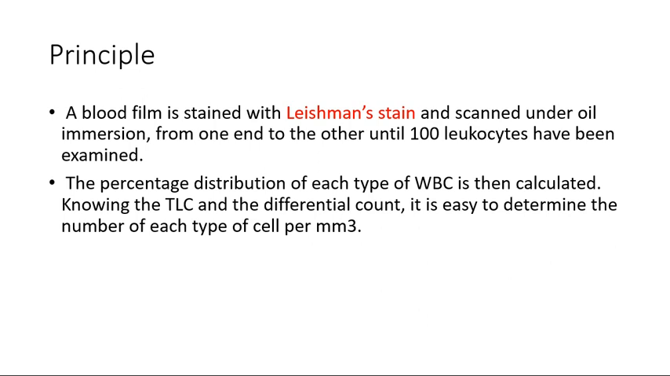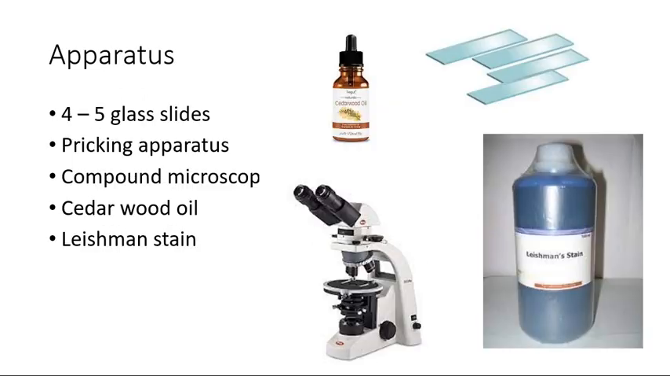From DLC we can find the absolute number in our blood with the help of the TLC given, or TLC done by a separate practical. So the principle is nothing but we have to stain the cells with Leishman stain and then the cells will be visualized under high power. That's it. This is the principle. Next is apparatus required. We have to take 4 to 5 glass slides, a pricking apparatus, obviously a compound microscope as shown in the image, cedar wood oil, and Leishman stain.